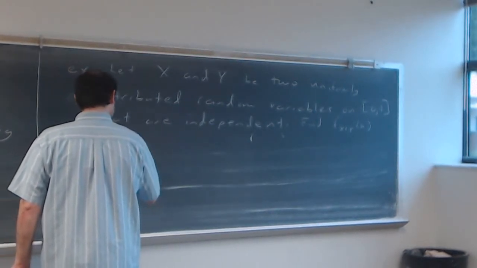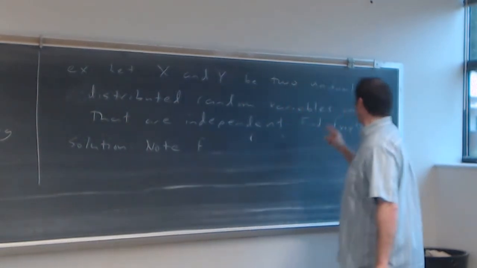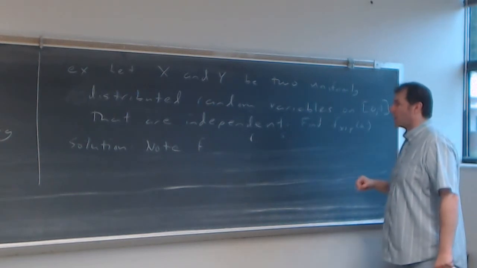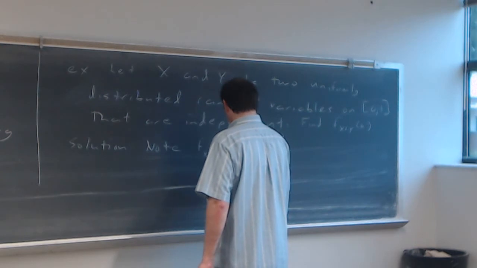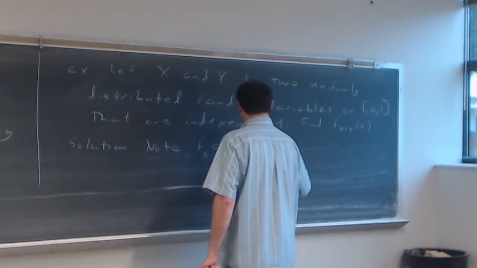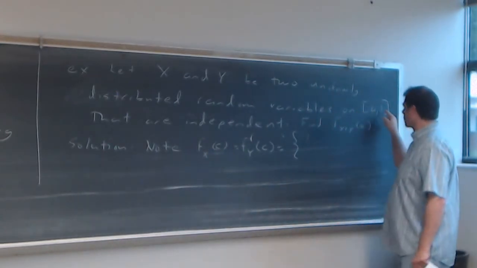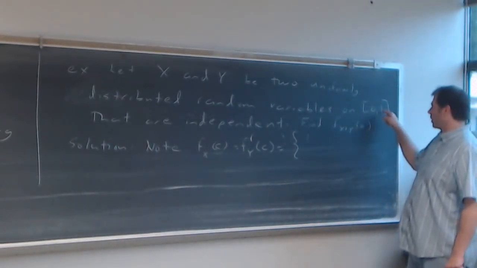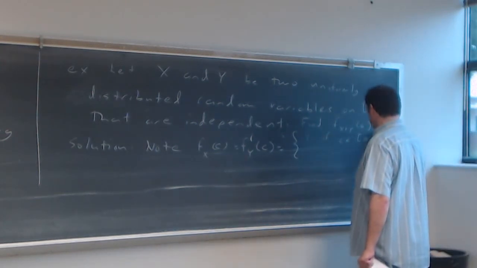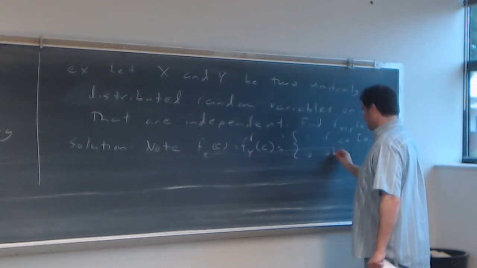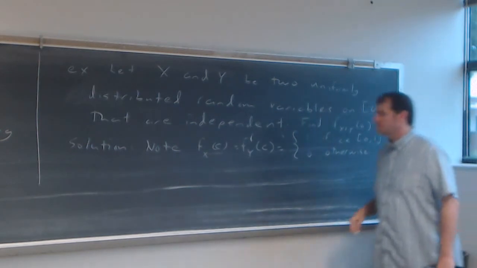And what we'll note is that because they are both uniformly distributed on 0 to 1, what we have is f sub X of, let's say, some dummy variable c, it's the same thing as f sub Y of that same dummy variable c. And what's it equal to? It's equal to 1. Remember, it's 1 over b minus a, so that's 1 over 1 minus 0, that's 1 over 1, if c is an element of 0 to 1, and it's 0 otherwise.